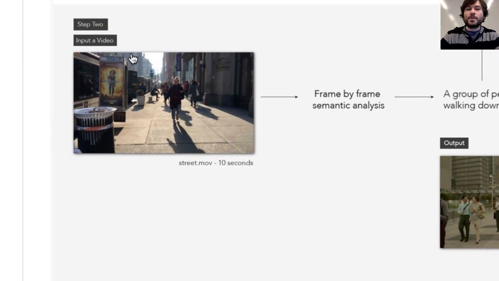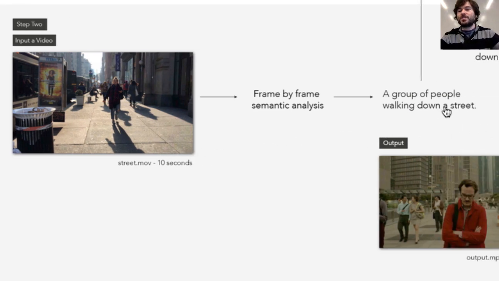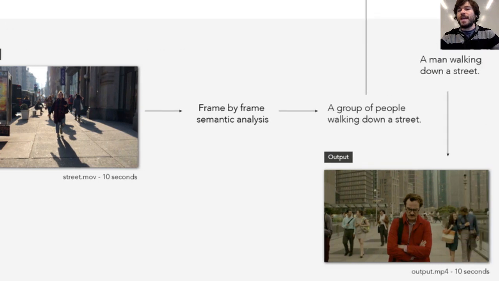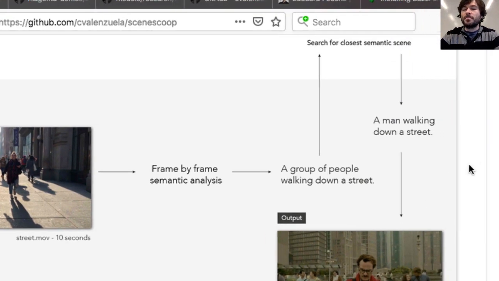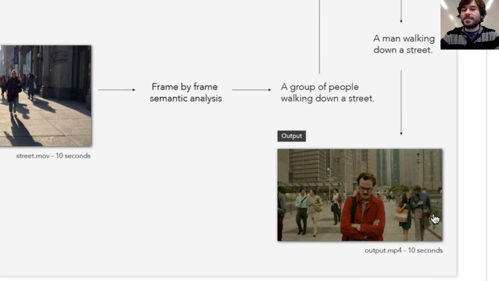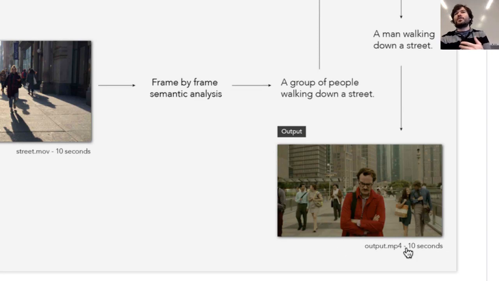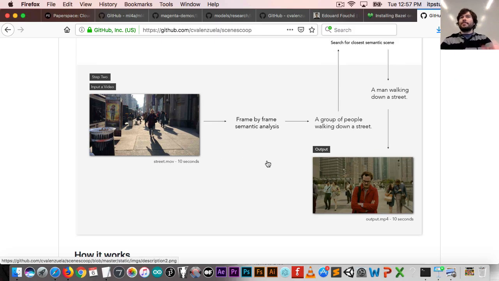So you input a video, it extracts the captions from the frames, and then it takes a caption, like a group of people walking down the street, and samples from some dataset of movies that you've analyzed. Then you get the nearest neighbor frame of a movie based on the similarity of the captions. The way it measures similarity of captions is using some sort of sentence encoder, I think.